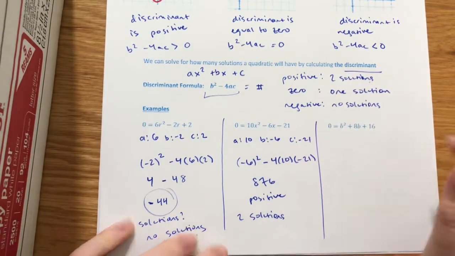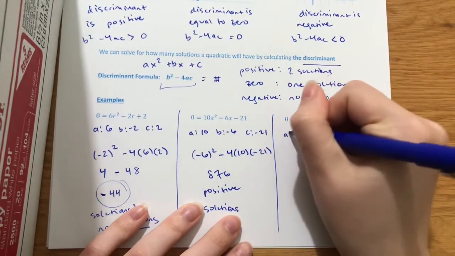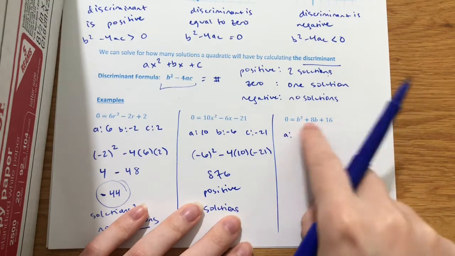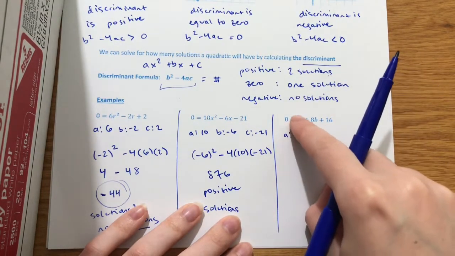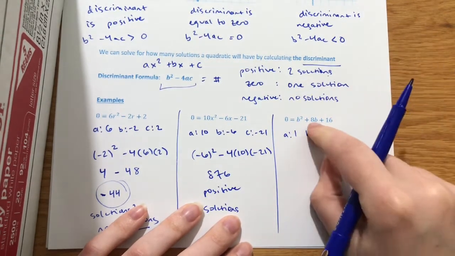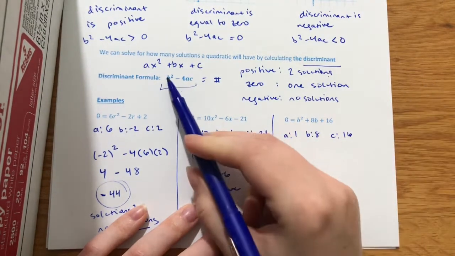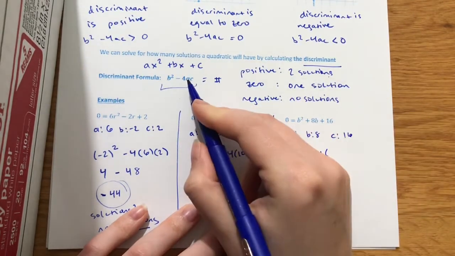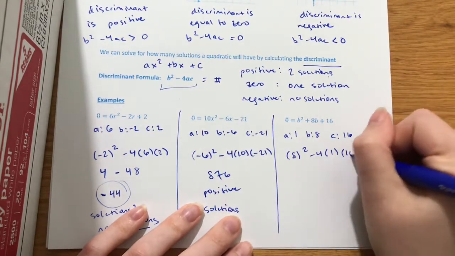All right, last example. Remember, this one's kind of tricky because I changed up the lettering on you, but it's b squared plus 8b plus 16. So the number out front of your first term is 1 if there's nothing there. Your b value is 8, and your c value is 16. And then we just plug in. So your b value is 8, so 8 squared minus 4 times, plug in A, is 1, and then C is 16. Woo.